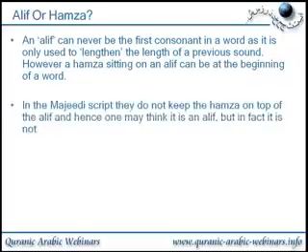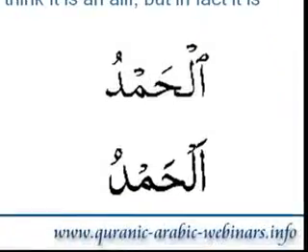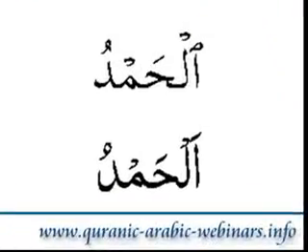In the Majidi script, they do not keep the hamza on top of the alif, and hence one may think it is an alif, but in fact it is not. So let me explain this with an example. Here we have the word alhamdu in Uthmani and Majidi script. Uthmani is on the top.